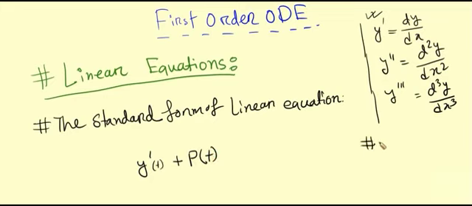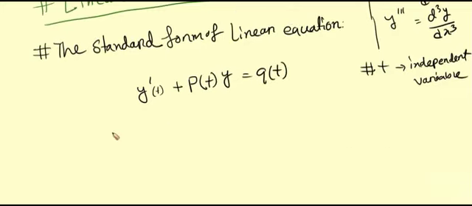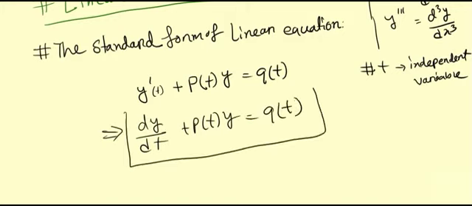So let me write in a very small fashion that t is our independent variable, and you will have this p of t, y, and there is another function q of t. So if you write this down using the derivative, this is just dy dt plus p of t, y equals q of t. This is the standard form of our linear equation, and first we will see how we can solve this in a general manner, then we will see an example.